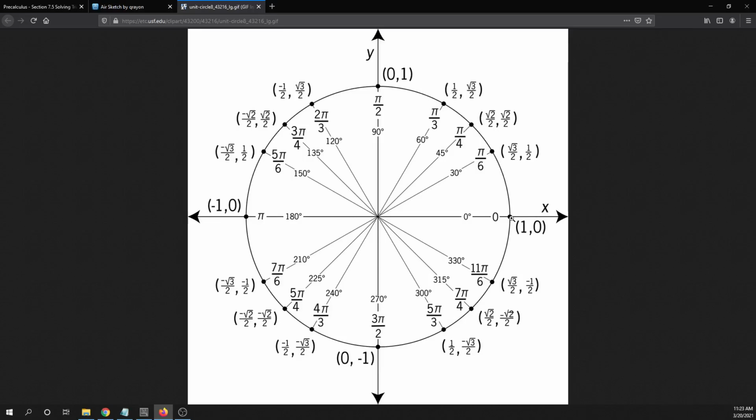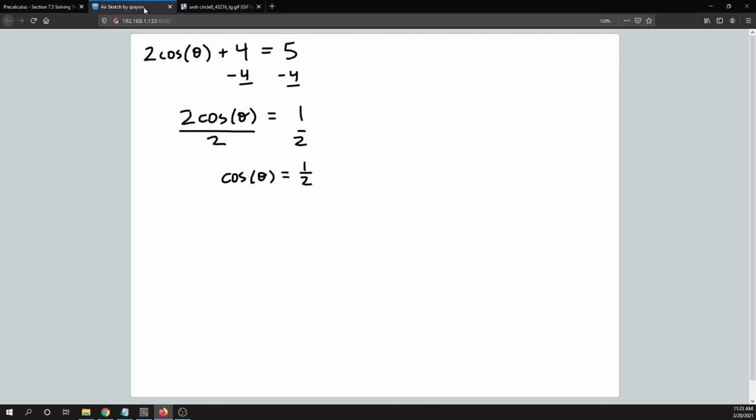And so since they want the answers from 0 to 2 pi, we're going to take one walk around the unit circle. We are going to be looking for any of the labeled points on here that have a first coordinate of 1/2, because the first number is the cosine. So starting here at 0 and making our way around, we're looking for 1/2 in the first coordinate, and we can see that right here. And so our first answer is going to be pi over 3. So theta equals pi over 3.